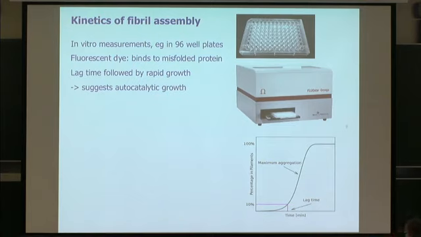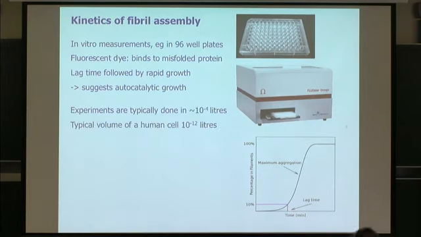So this project is really focusing on this lag time. One thing to mention is that these experiments are typically done in quite large volumes. The typical volume of one of these experiments is about 100 microliters, which is 10 to the minus 4 liters. But in these neurodegenerative diseases, the formation of the fibrils happens in human cells, which is typically a much smaller volume of about 10 to the minus 12 liters.